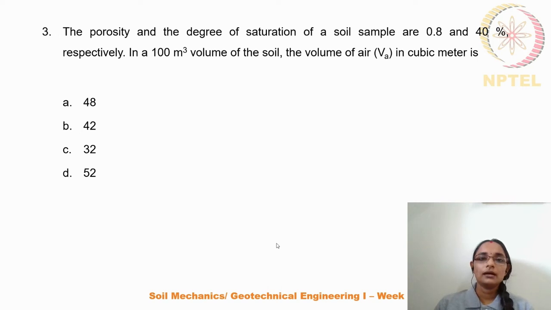For the first question, I told you that within the soil mass, there will be soil solids as well as voids or empty spaces. These empty spaces may be filled with air or water or a combination of both. In the previous question, we determined the volume of these voids. Now, in this question, they are asking us to determine the volume of air that is there in these voids. Let's see how to solve that.